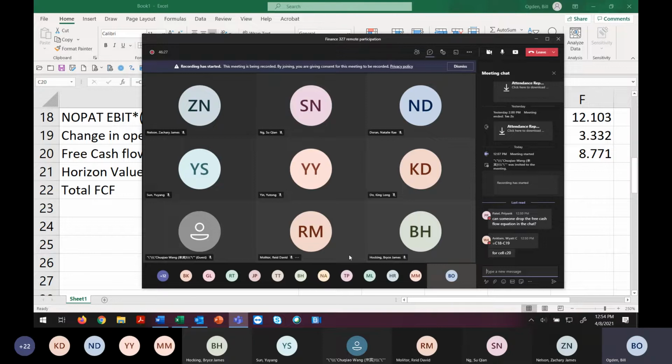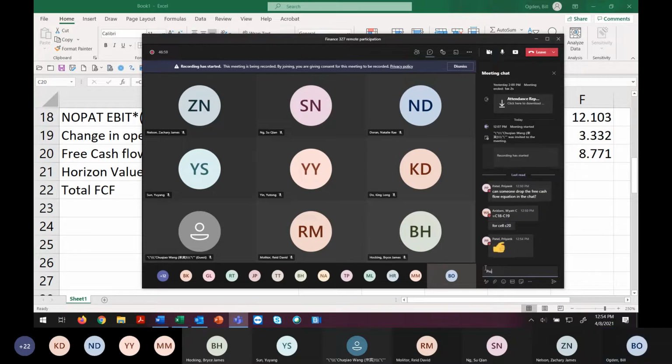How are we doing on the horizon value? Did that work out? Okay, so the horizon value okay? And then of our total free cash flows, are we good at this point? Because we're just going to keep building up, and if you get something you haven't done, you will just get further behind. This all builds on itself. So are we okay? All right, well, I will proceed then. Thank you. We are proceeding. Okay, let's proceed.